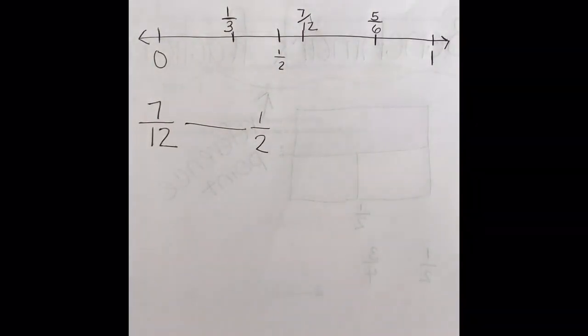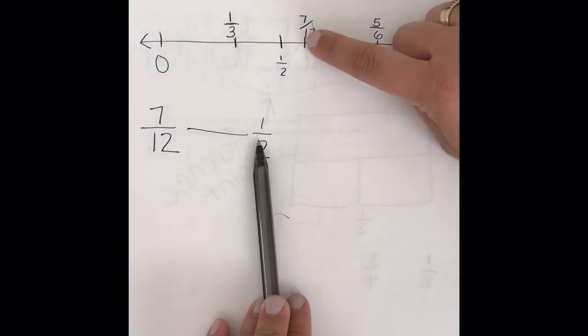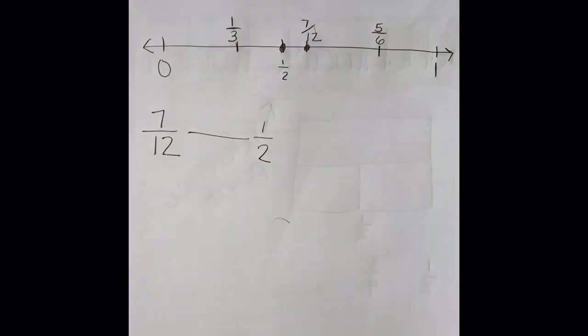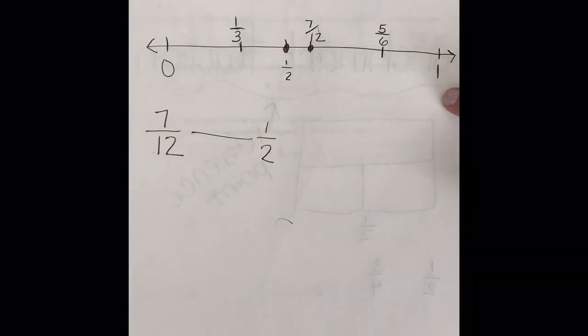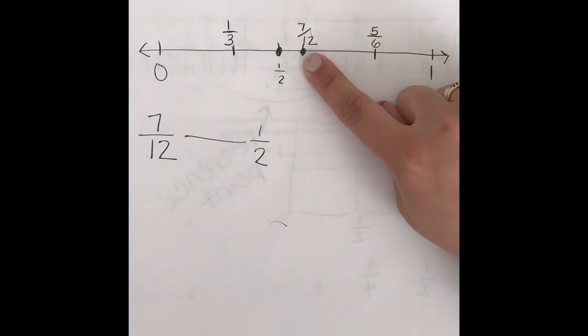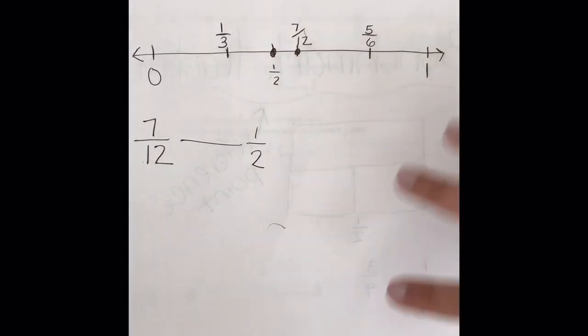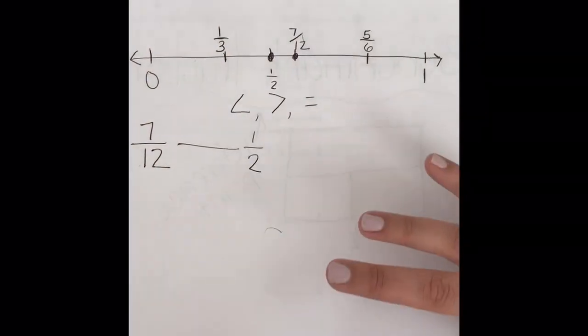So our next part says to compare the fractions. So first we have 7/12 and 1/2. So let's first find them. We have 7/12 and we have 1/2. We know the bigger number would be closer to the number 1 because number 1 is bigger than 0. So look here and see which one's bigger or which one's closer to the whole number. 7/12 or 1/2.